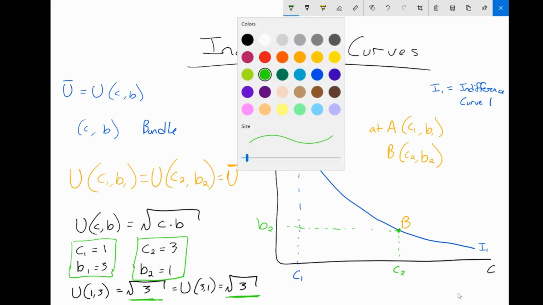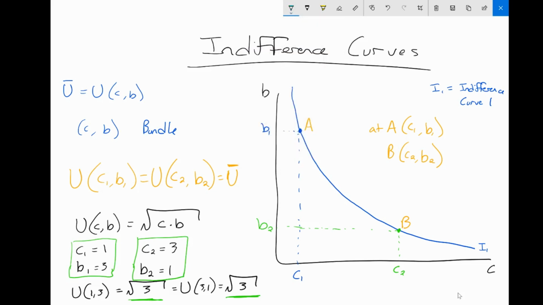The indifference curve is all possible bundles that achieve a given utility, U bar. That means the agent is indifferent between any bundle on this curve. That means the agent is indifferent between bundle A and bundle B.